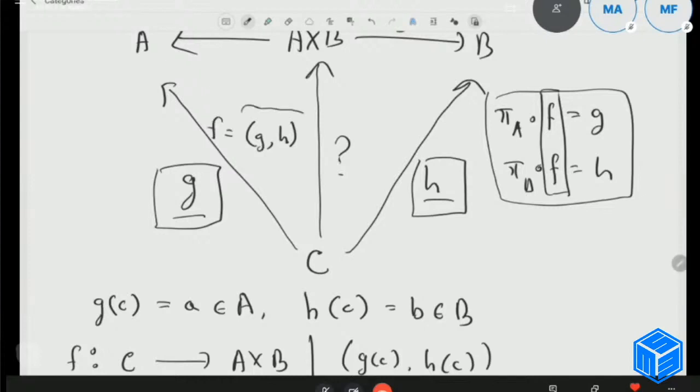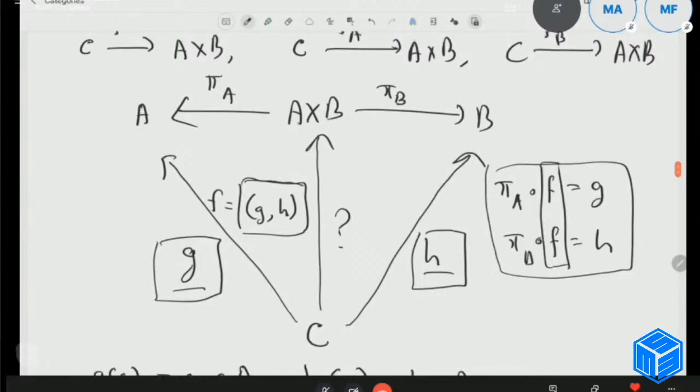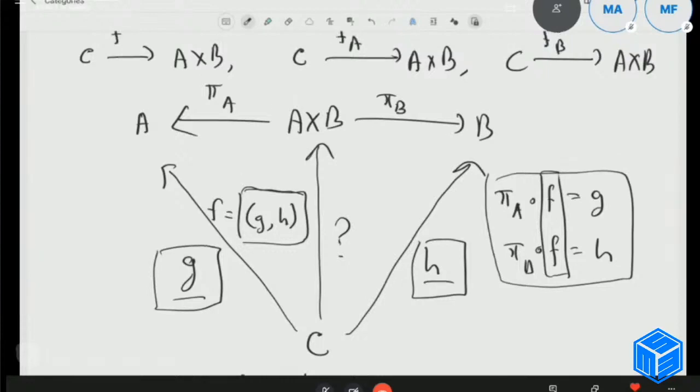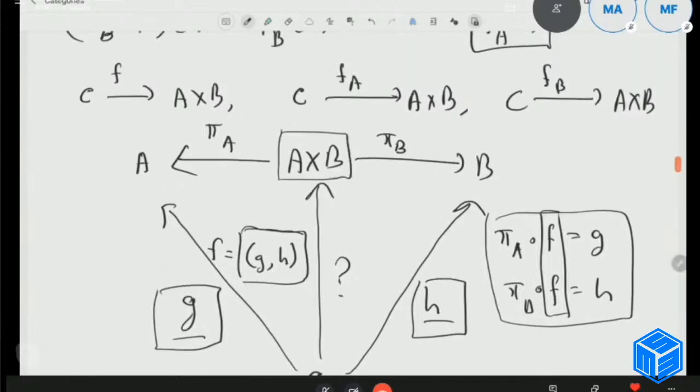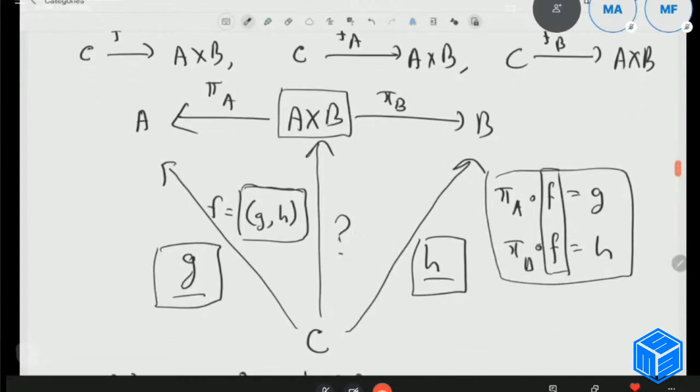We have that map, but we also have that for any map going from C into A cross B, we get two maps that are the projections of that map. So maps into A cross B are always determined by maps into A and maps into B, and that's kind of special to me.